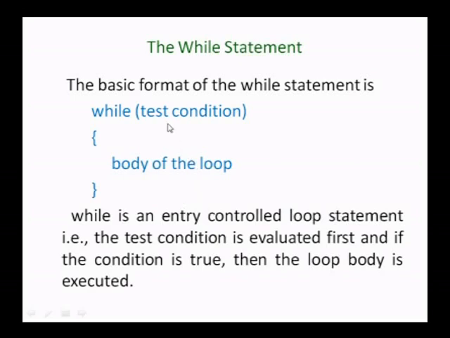So, what happens over here? The test condition is going to be checked. If it happens to evaluate to true value, then the while block is going to be executed. If the test condition becomes false, then the next statement following the while block would be executed, that is the while block entire would be skipped.